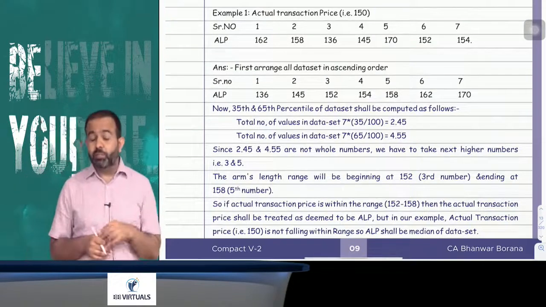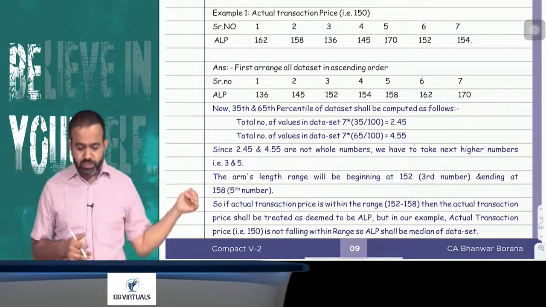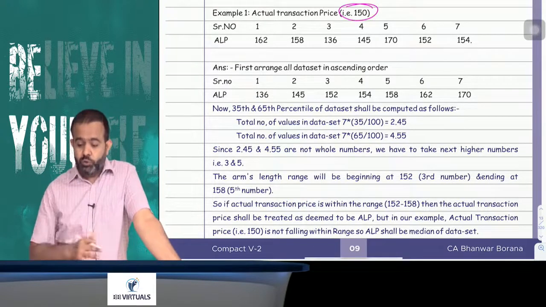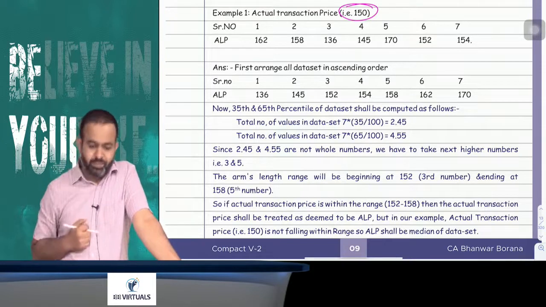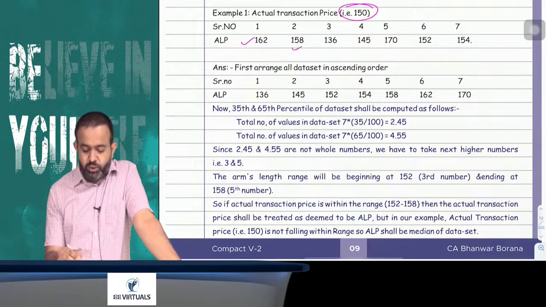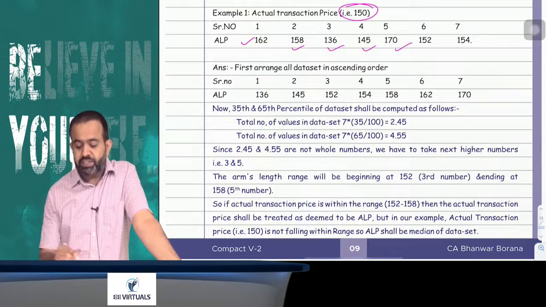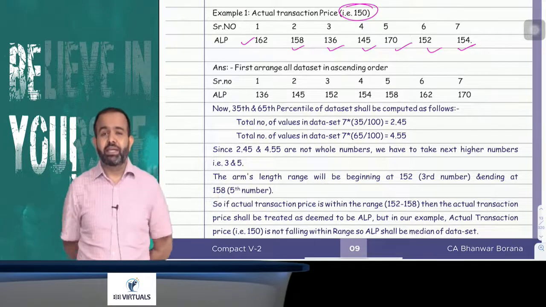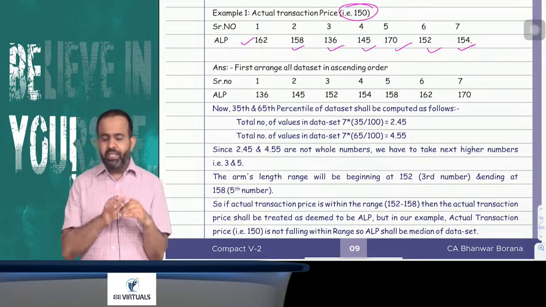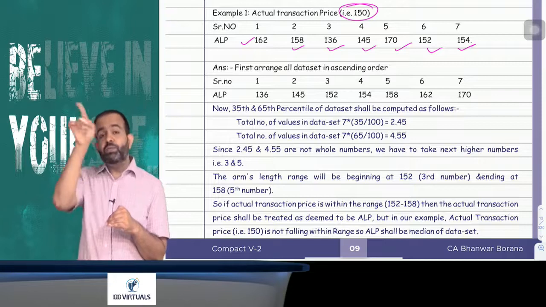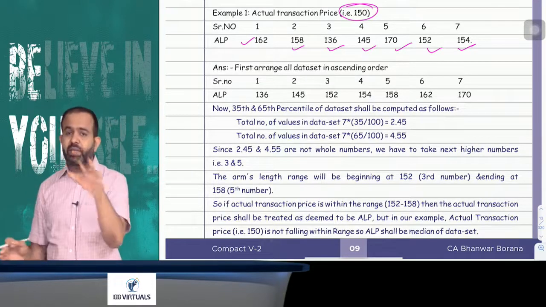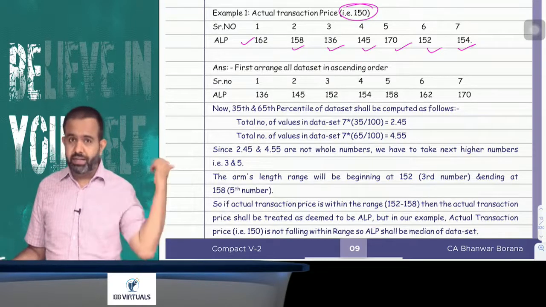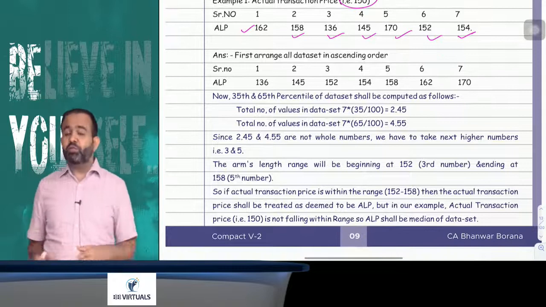Suppose we take one example. In this example, your actual transaction price is 150. But suppose you got 7 arm's length prices: 162, 158, 136, 145, 170, 152 and 154. So there are a total of 7 arm's length prices in our data set. If the arm's length prices are 5 or less, then 92C subsection 2 is applicable, means normal average and after that plus minus 3% tolerance band. But if 6 or more, then the range concept is applicable. So here we have to follow the range concept.